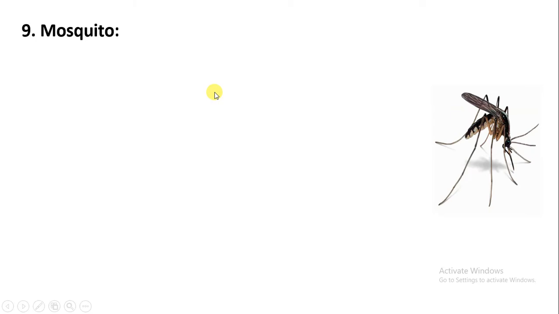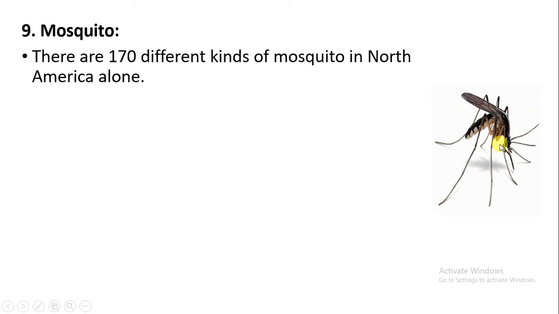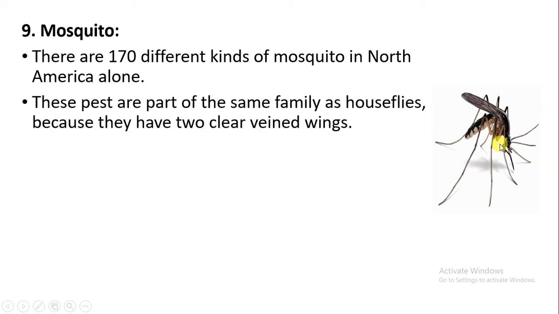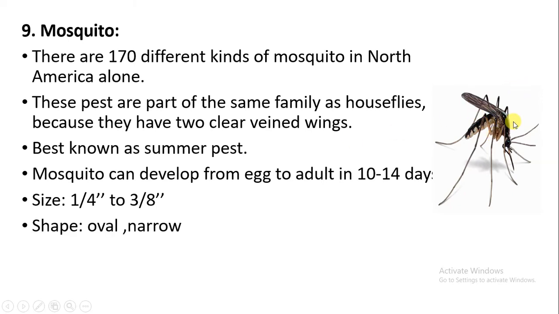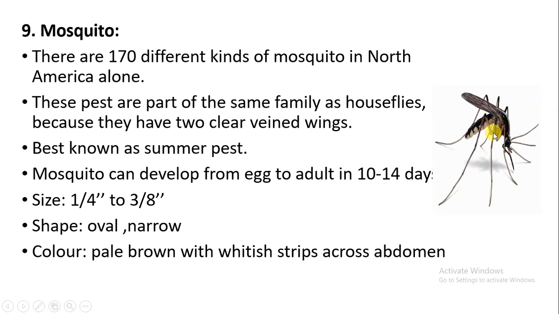The next common insect which we are going to study is the mosquito. There are about 170 different kinds of mosquito in North America alone. These pests are part of the same order as houseflies because they have two wings, best known as summer pests. Mosquitoes can develop from egg to adult within 10 to 14 days, and the size is 1/4 inch to 3/8 inch. The shape is oval and narrow. The color is pale brown with a whitish strip across the abdomen.